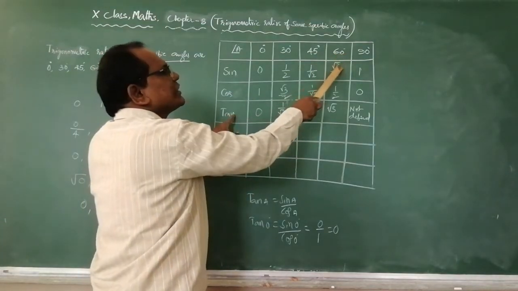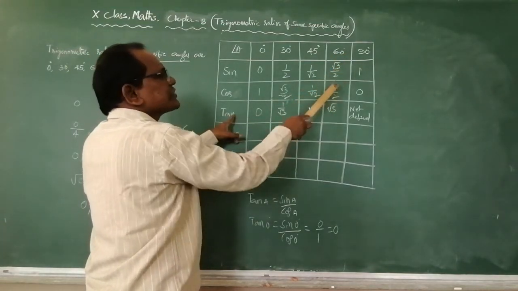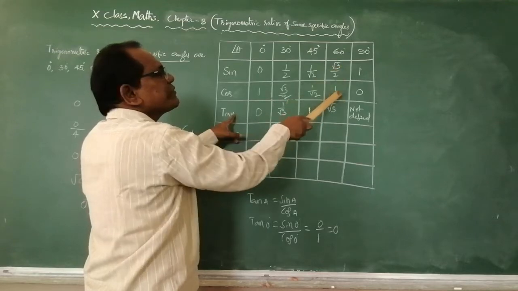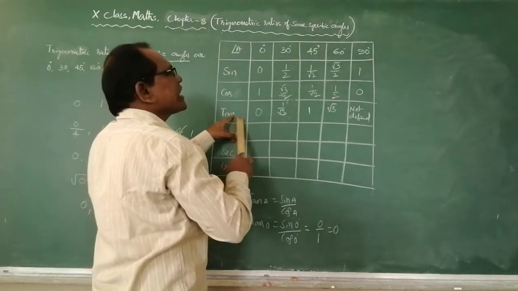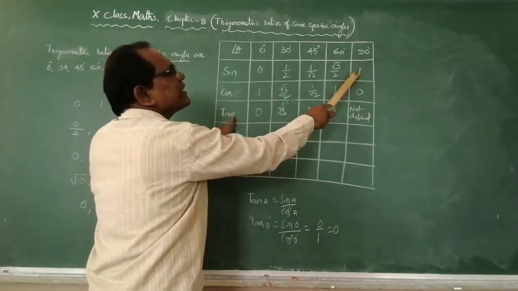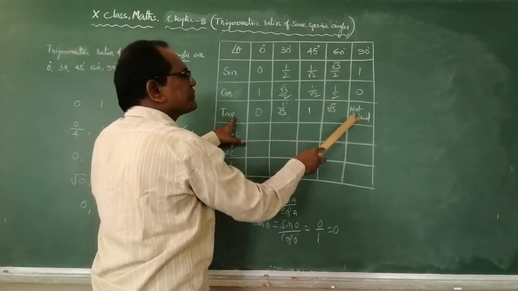Tan 60 is sine 60 by cos 60. The 2s get cancelled, root 3 by 1 means root 3. Next, tan 90 is sine 90 by cos 90. 1 by 0 means not defined.